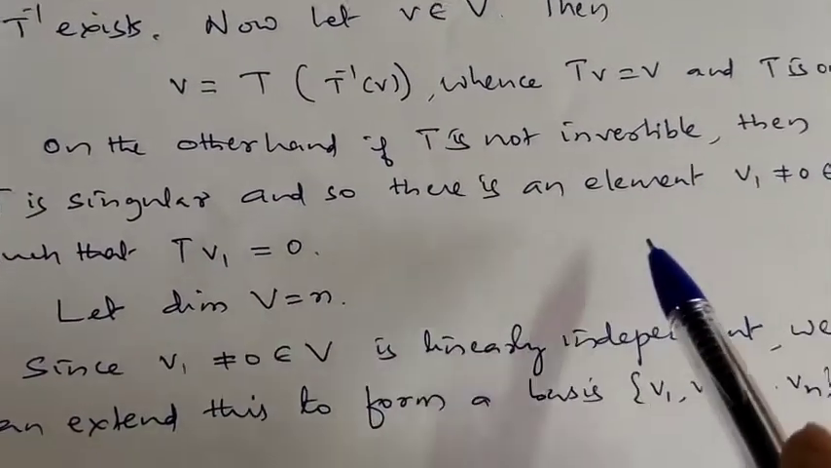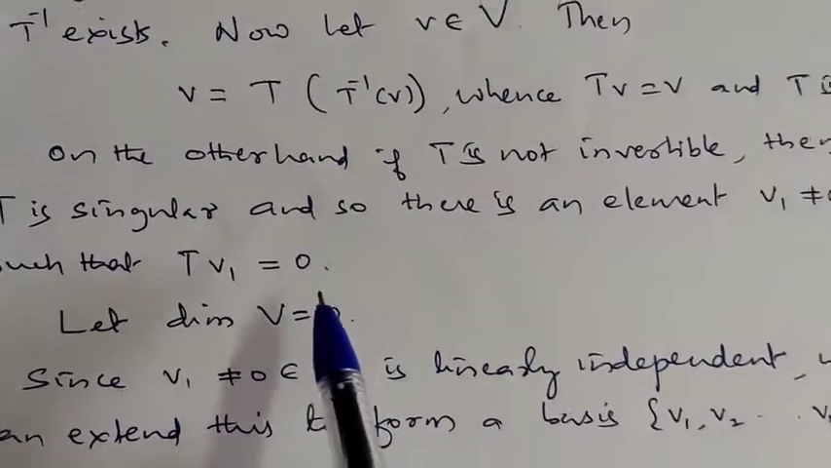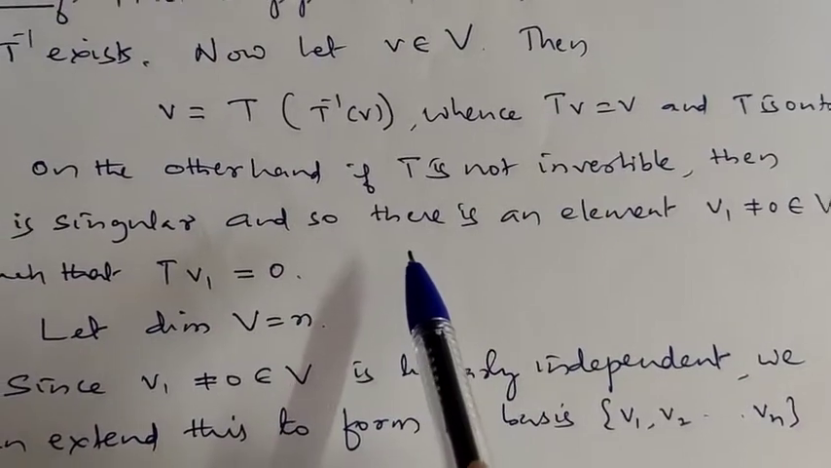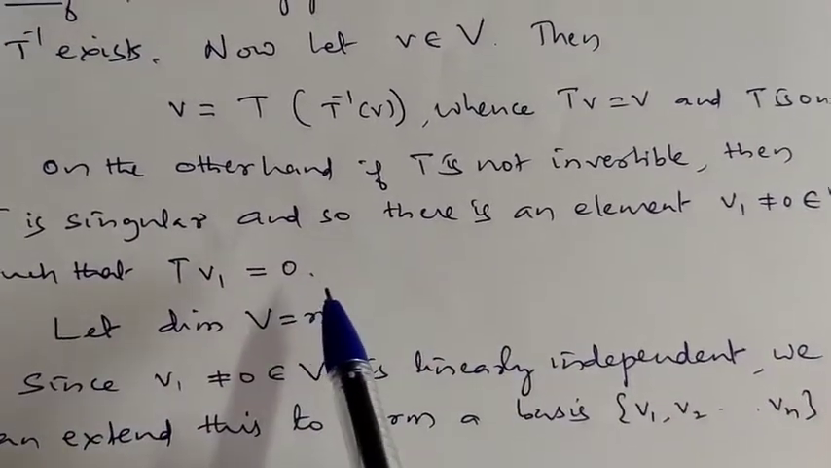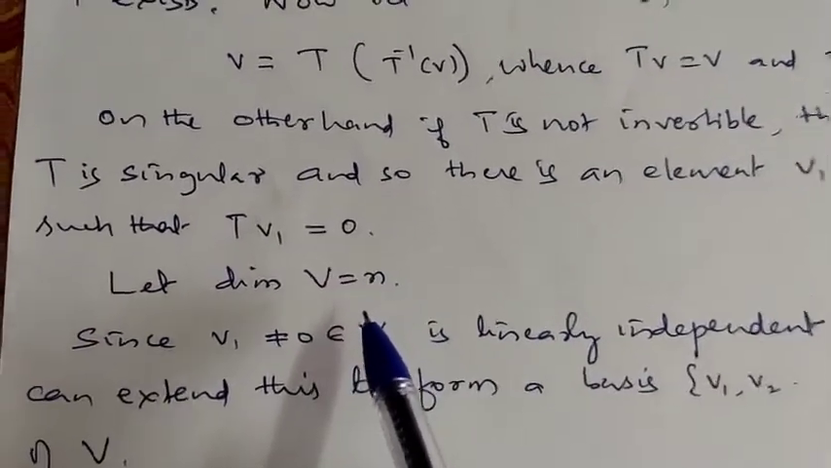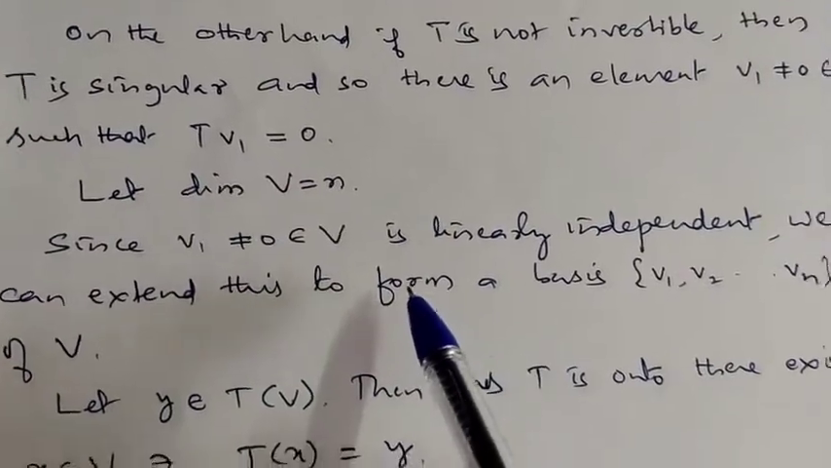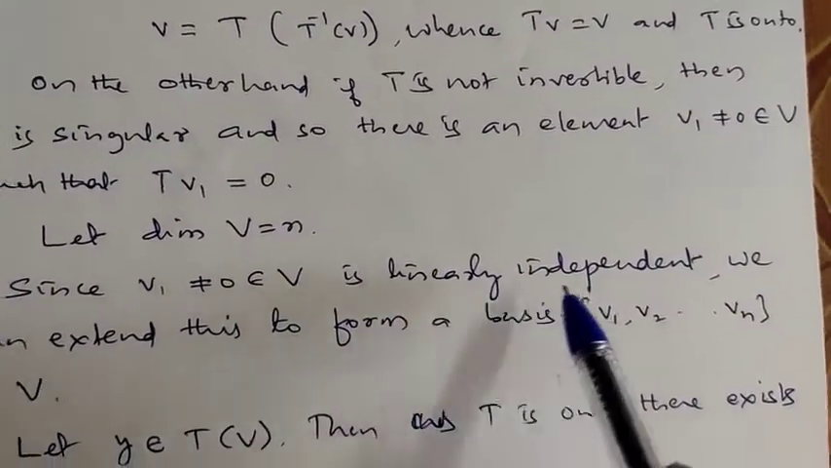T is singular means there exists a non-zero vector V1 belongs to V such that T of V1 is 0. Just now we have proved this result, because a singular transformation transforms a non-zero vector to the zero vector. Now let the dimension of V be n. V1 is a non-zero vector in V, so it is linearly independent.